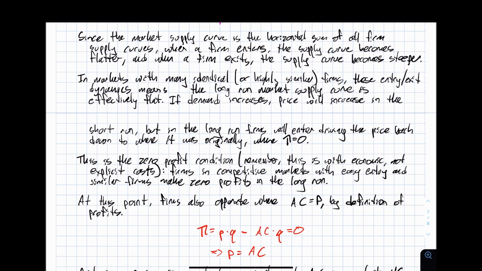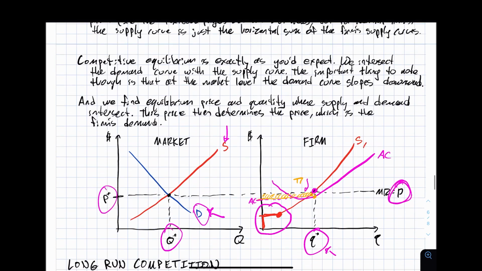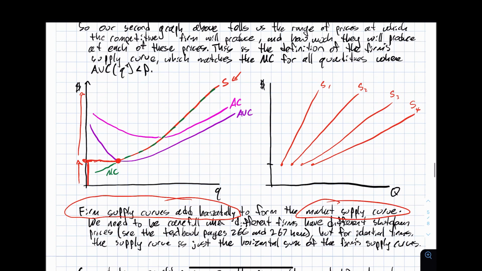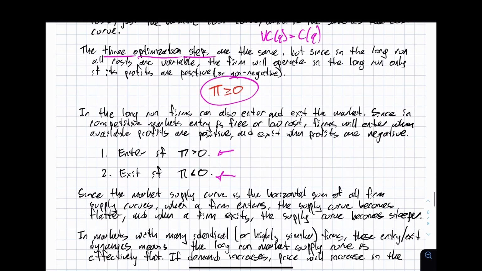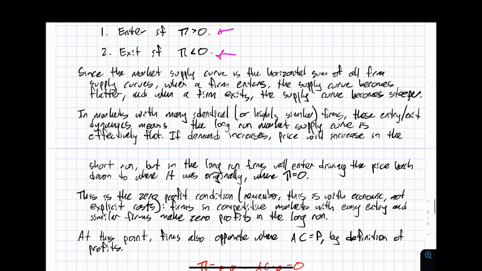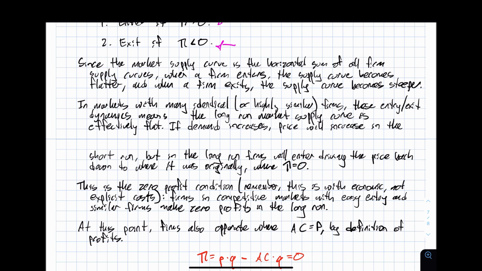And since the market supply curve is horizontal, or I should say the horizontal sum of the firms, when we add more firms, the supply curve becomes more horizontal. So as more firms enter, we get this increasingly horizontal market supply curve, which is interesting. So as firms enter, we get a flatter supply curve, and when firms exit, we get a steeper supply curve.